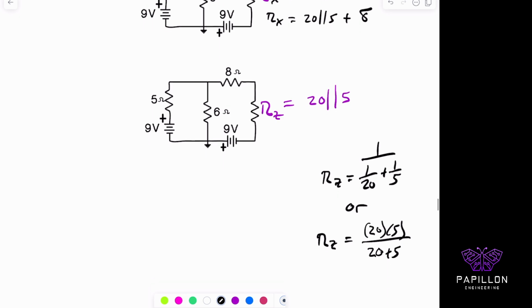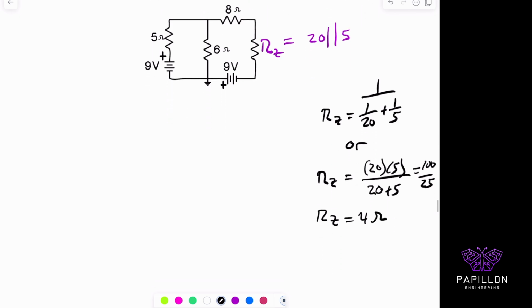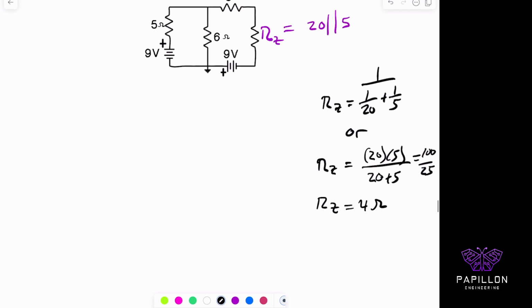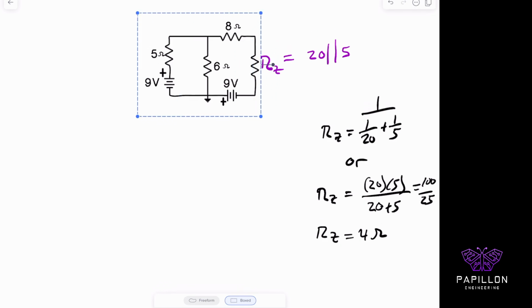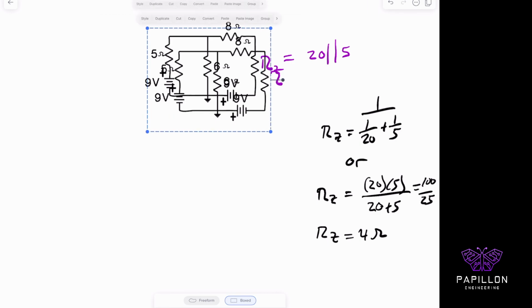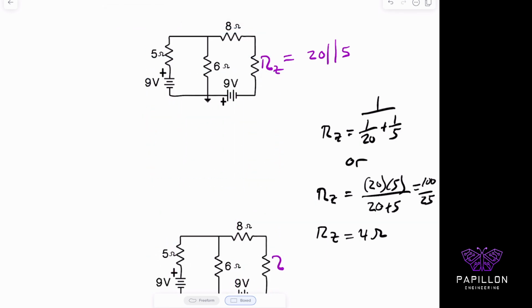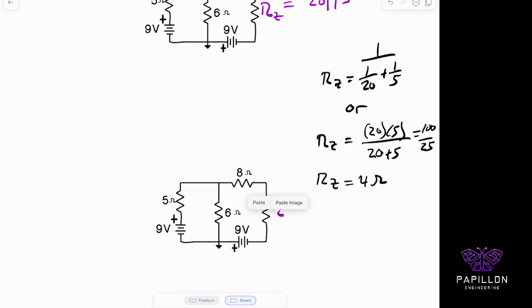All right, so you're going to have here 100 over 25. So my RZ will equal 4 ohms, right? So now that I have the 4 ohms, let me sketch this variation of the problem for you. It's going to look like this. Duplicate again. So it's going to look like that. And let me replace this here. And this is going to be 4 ohms over here.